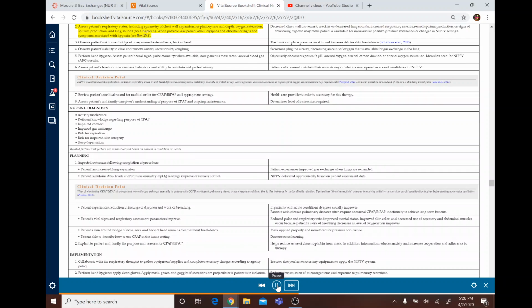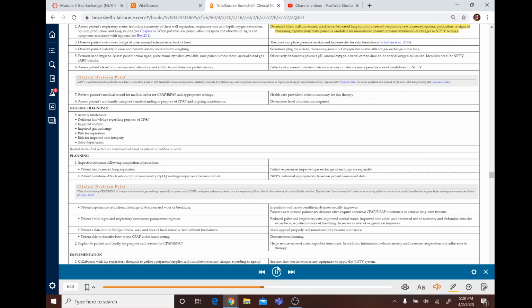2. Assess patient's respiratory status, including symmetry of chest wall expansion, respiratory rate and depth, oxygen saturation, sputum production, and lung sounds, see Chapter 6. When possible, ask patient about dyspnea and observe for signs and symptoms associated with hypoxia, see box 23.1. Decreased chest wall movement, crackles or decreased lung sounds, increased respiratory rate, increased sputum production, or signs of worsening hypoxia may make patient a candidate for non-invasive positive pressure ventilation or changes in NIP settings.